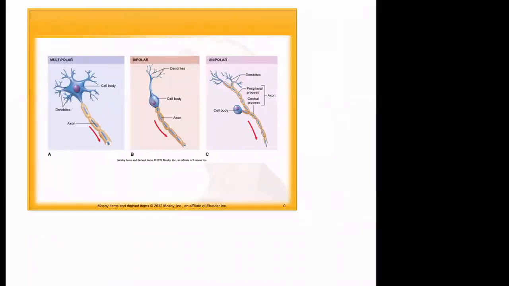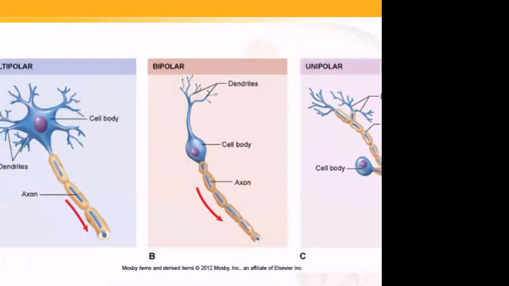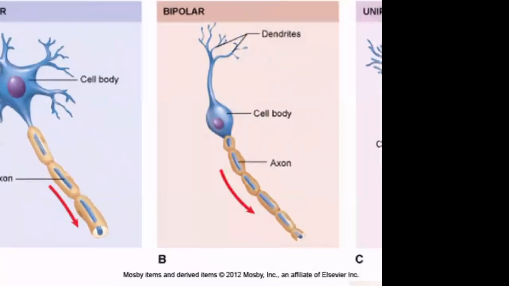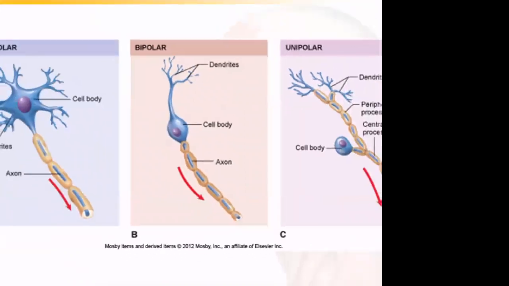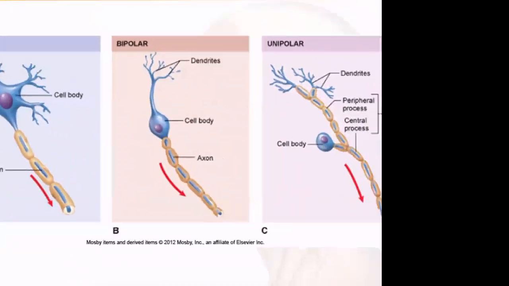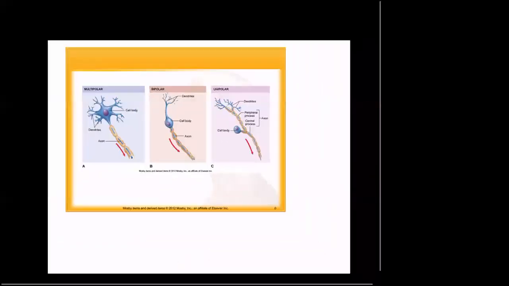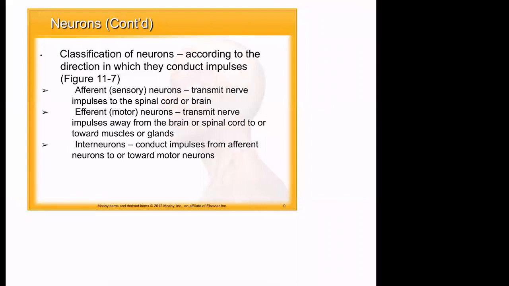Let me show pictures instead, to make it easier. Multipolar, like I said, is kind of the one that I drew. Bipolar can have just one basic single dendrite coming off of it. Unipolar is going to have the ability to split off, and it shows just one split here, but it can actually have several processes that split off of it rather than just the one. They all act in a similar way, just typically in different areas.